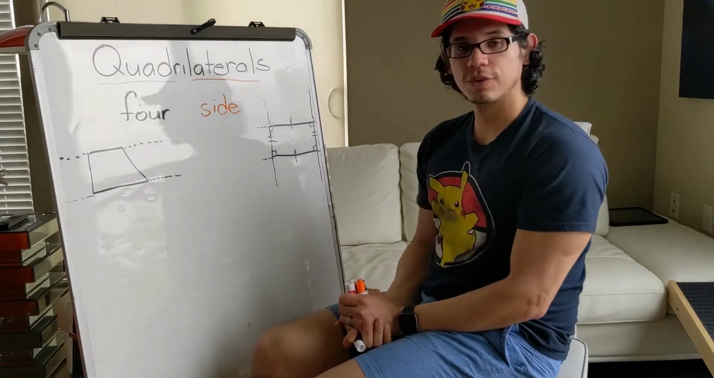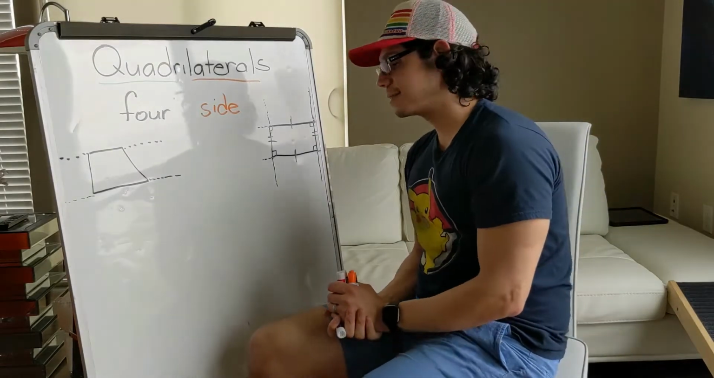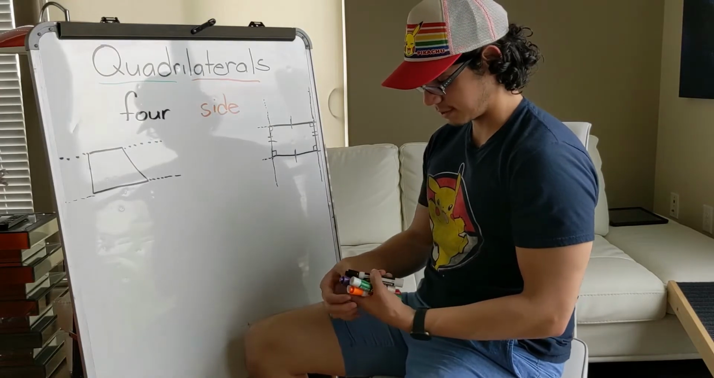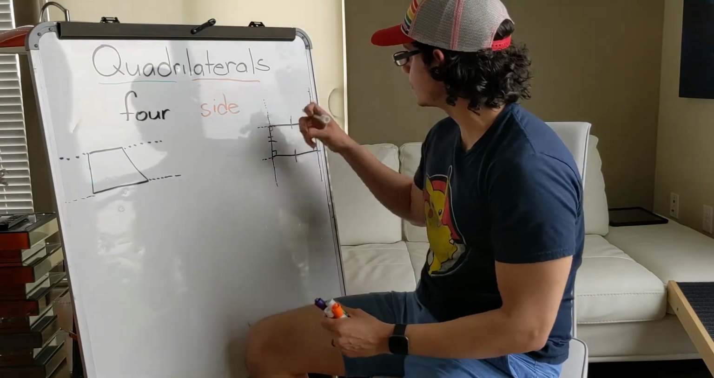Okay, those are rectangles. Now let's talk about rhombuses. Let me write the names down. This is a rectangle.